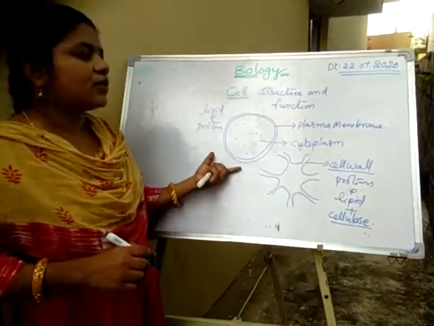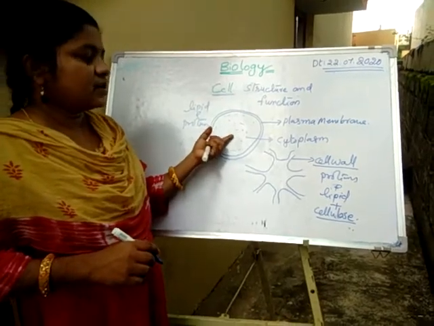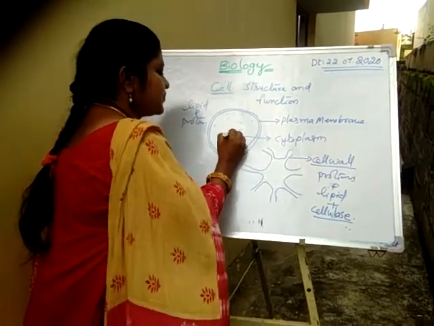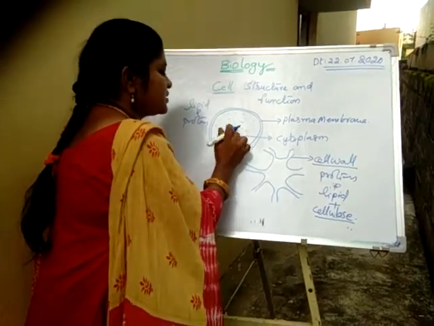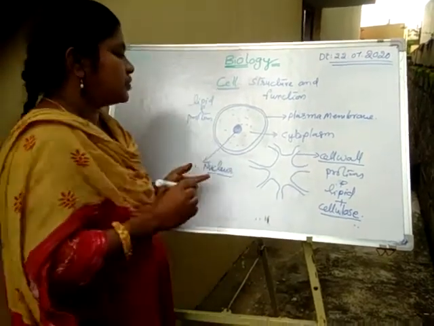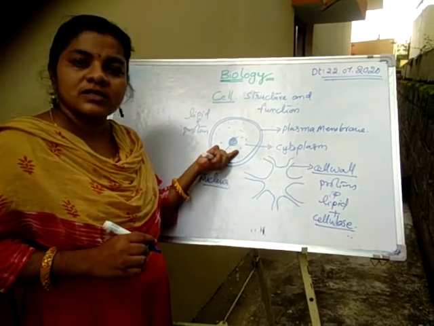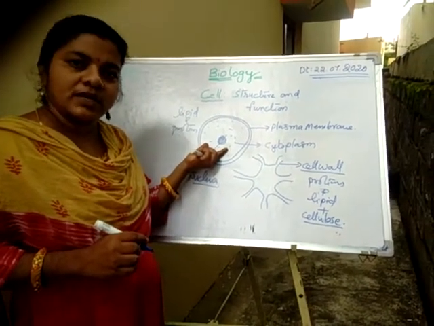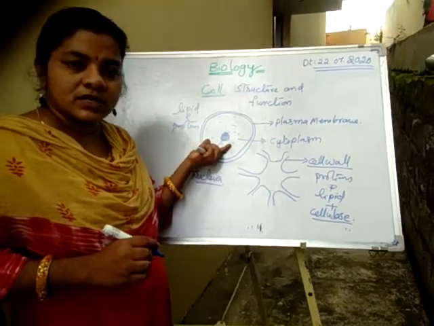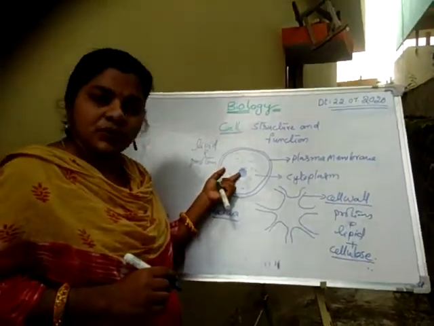Okay, so this is the outer wall of our cell, and the central part in the cell is the nucleus. What is this? Nucleus. So the nucleus is called the center of the cell. Why? Because it has DNA and RNA in it. The genetic structures passed from our parents are in this nucleus.